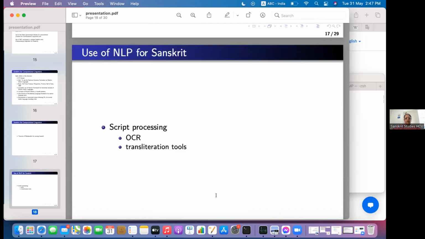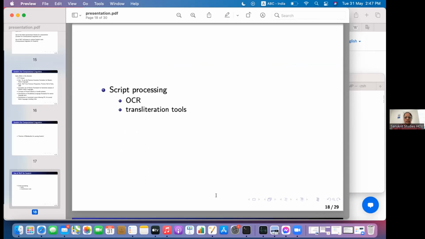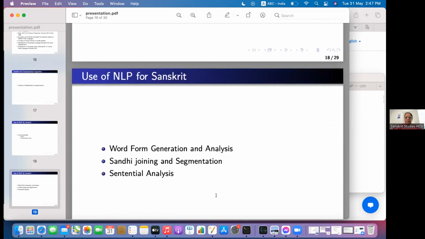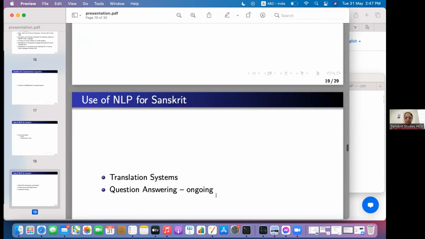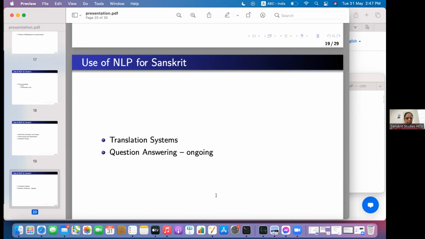Now, when we come from the other perspective, that is, how natural language processing tools have enhanced the presence of Sanskrit in digital media, we see that OCRs and transliteration tools have been developed for Sanskrit. We have word form generation and analysis, Sandhi joining and segmentation, and sentential analysis. All these tools were developed. Even translation systems and question answering systems are ongoing.